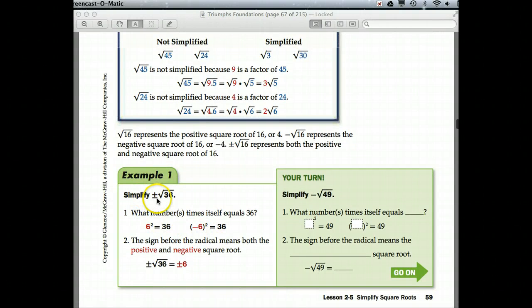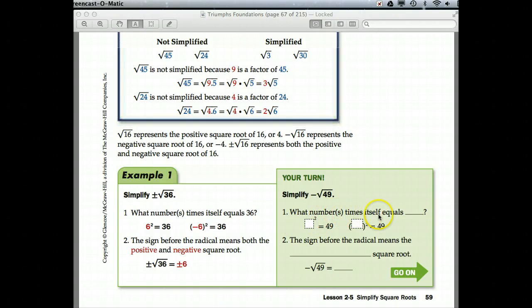Simplify plus or minus the square root of 36. So what number times itself will give you 36? Why, 6 will, but also a negative 6 will. And the reason you need to look at the negative is because it says plus or minus. The sign before the radical means both the positive and the negative square root, so you have to list plus or minus 6. Now it's your turn. I want you to simplify the opposite of the square root of 49. So pause the video for a moment, then come back and we'll go over your answers.